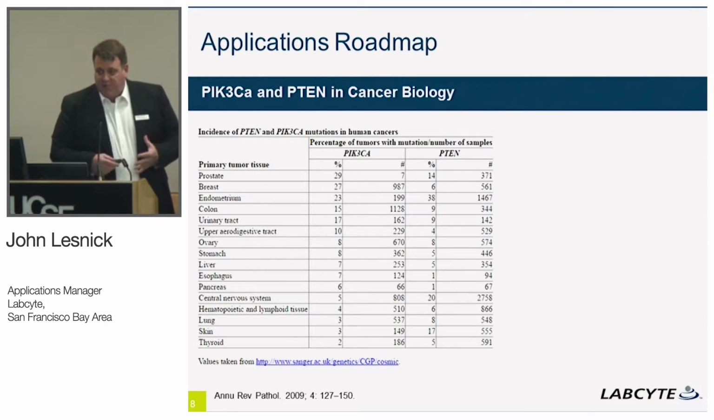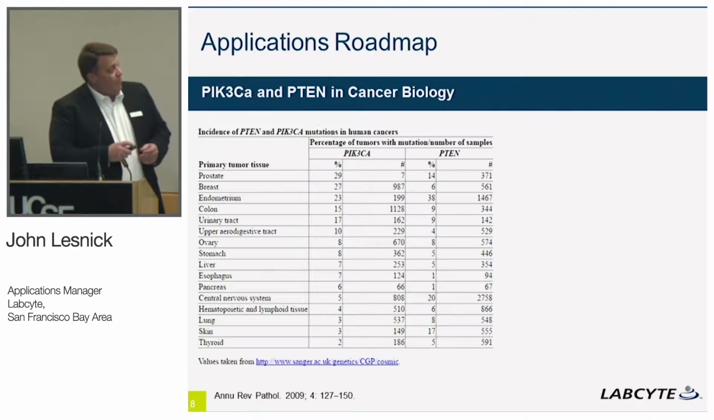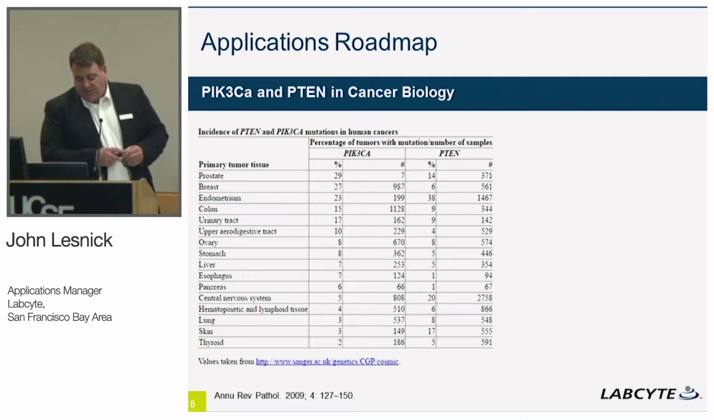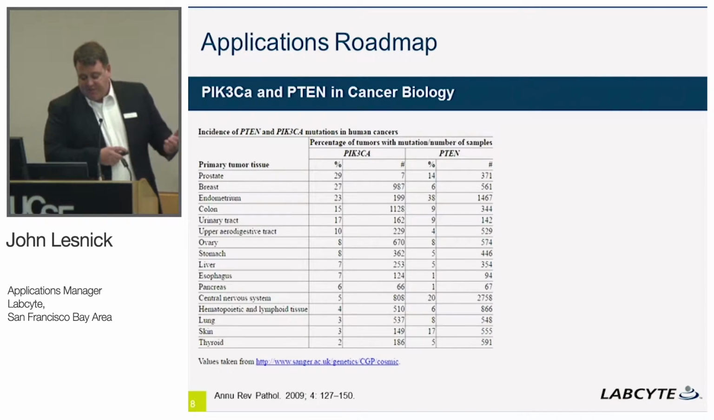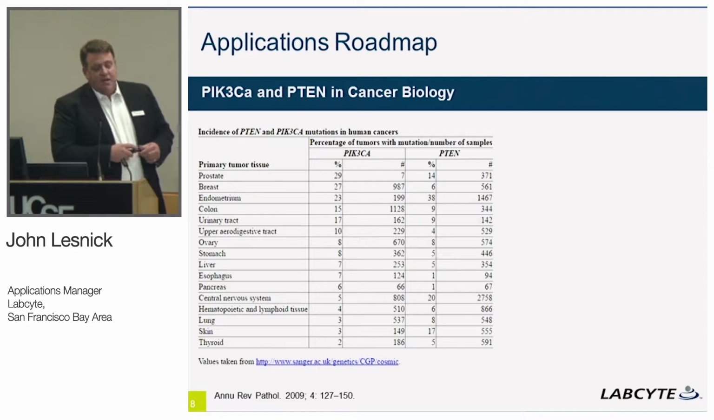Now, to bring it back to genomics, what can this provide us? So there's a very high incidence of PTEN and PIK3CA mutations in human cancer. In particular, breast cancer for the PIK3CA, it's 29% and 14% for PTEN mutations, and breast cancer at 27% for the PIK3CA. So these are activating mutations. And what they're going to do is provide us tools that we can use to interrogate the system using the Labcyte Echo.